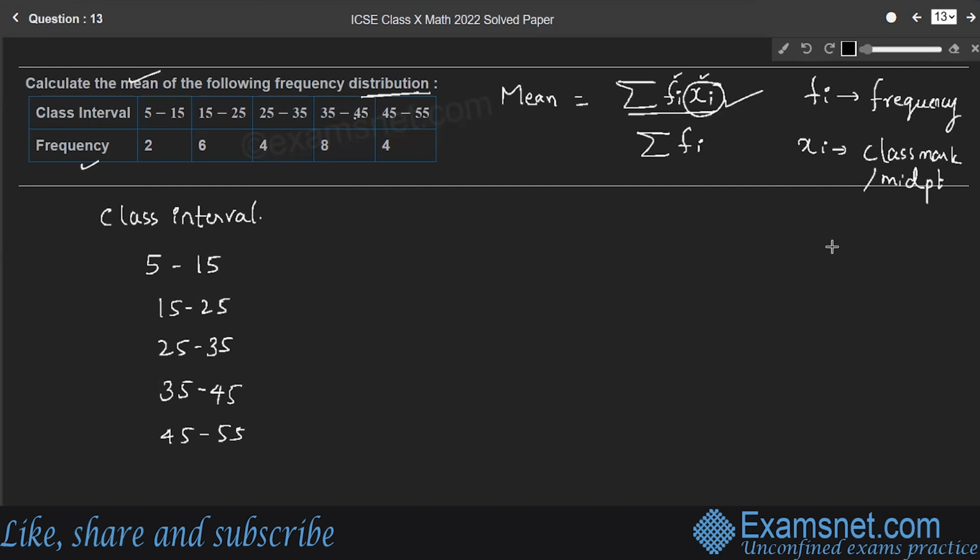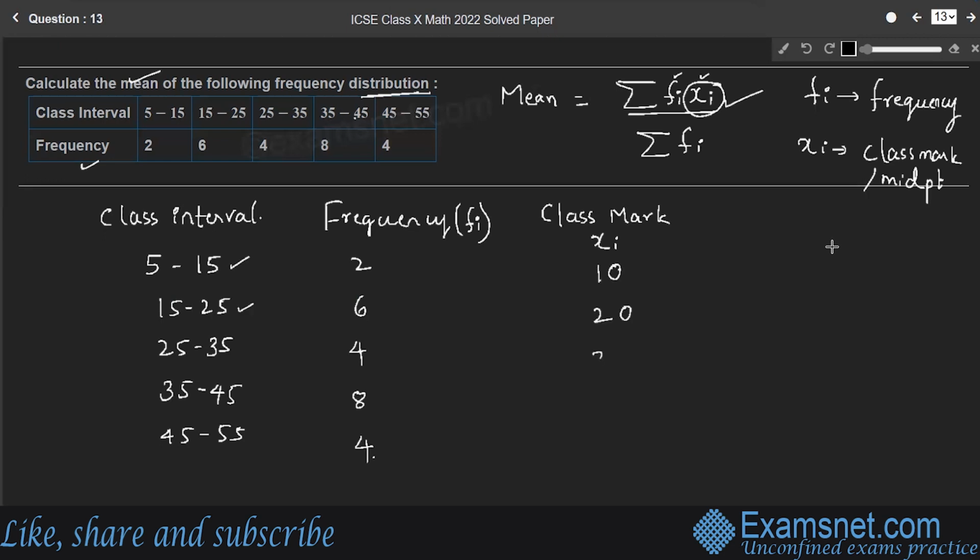Right? And the frequencies are 2, 6, 4, 8, and 4. Right? So frequency fi. Then we'll take the class mark or midpoint xi. Right? So the midpoint of the class interval. Midpoint of 5 and 15 is 10. 15 and 25, midpoint is 20. The next class interval midpoint is 30. Next comes 40. Next comes 50.